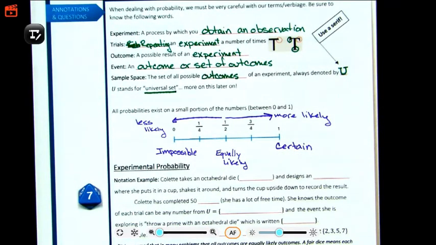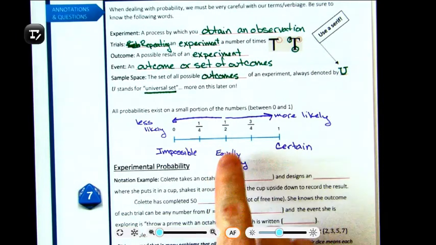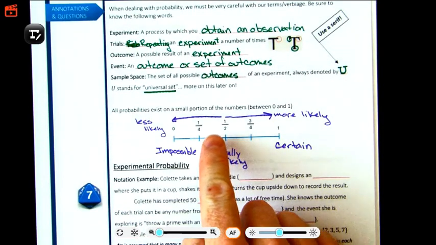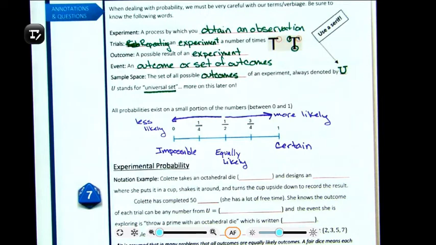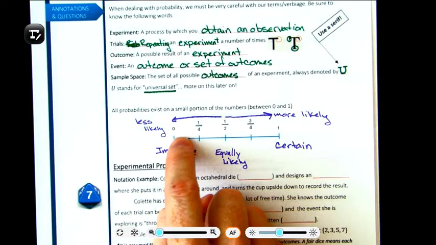Here in Las Vegas, most games that you would go play on the Strip, I'm going to tell you right now, all of them are left of this 1/2. None of them are even 1/2. They tend to be far down in this range, even very, very close to 0.